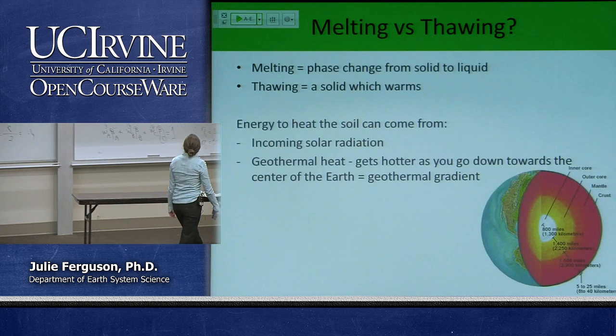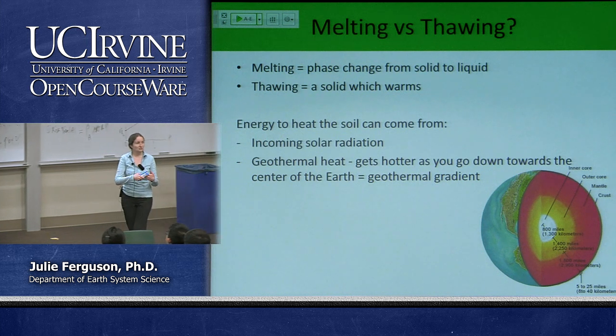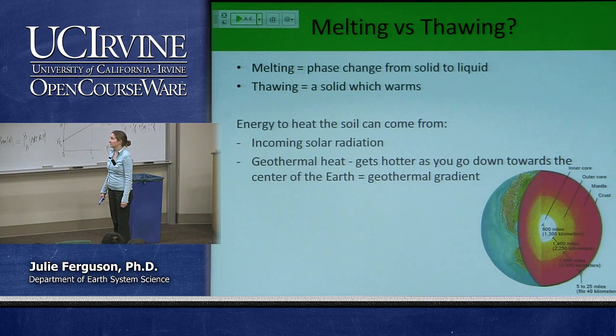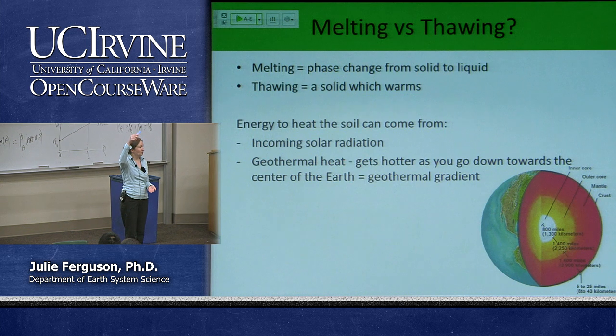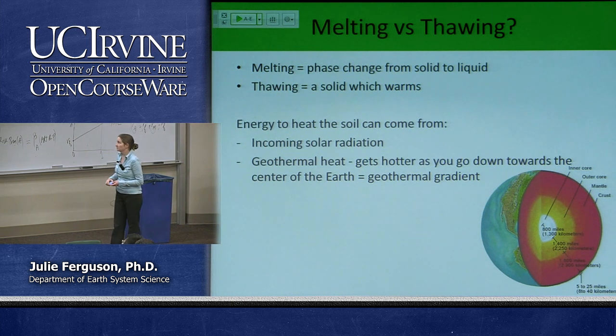Okay, so absolutely. So melting is a phase change from solid to liquid. Thawing is just changing that solid from below to above freezing. And our energy can come from solar radiation, so our permafrost can warm from the top. But also we have this geothermal energy escaping from the Earth. It's not nearly as important as what comes from the sun, but it still is important for our permafrost.